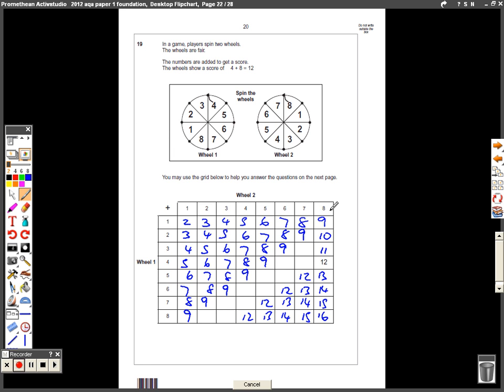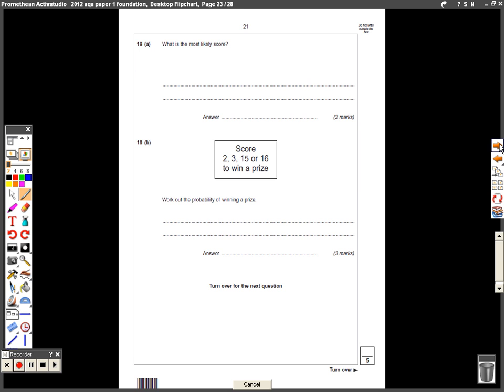So let's just go on to see what they ask us. What is the most likely score? Well, it's the 9s. The 9s occurred the most. They were down in the diagonal.